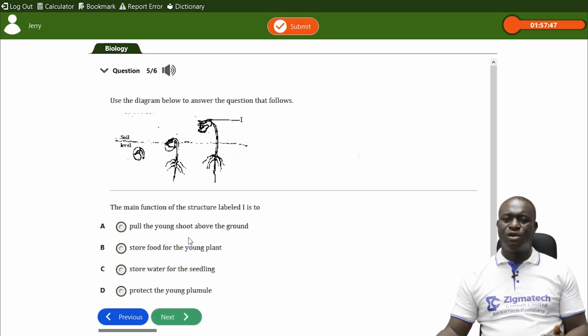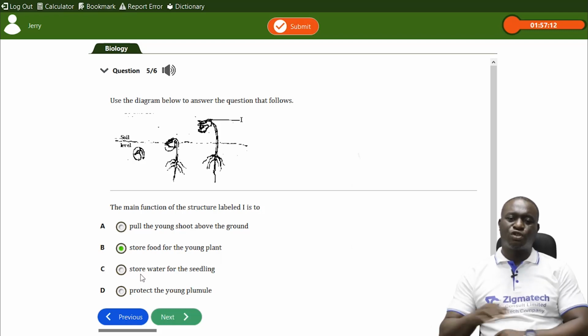And then number 5, you can still see the same structure. They said the main function of the structure labeled 1 is to pull the young shoot above the ground. Is it store food for the young plant? Is it store water for the seedling? Is it protect the young plumule? Okay, let's look at it again. That is the cotyledon. And is it to store food for the young plant? That is the correct answer. So the cotyledon stores food for the young plant.